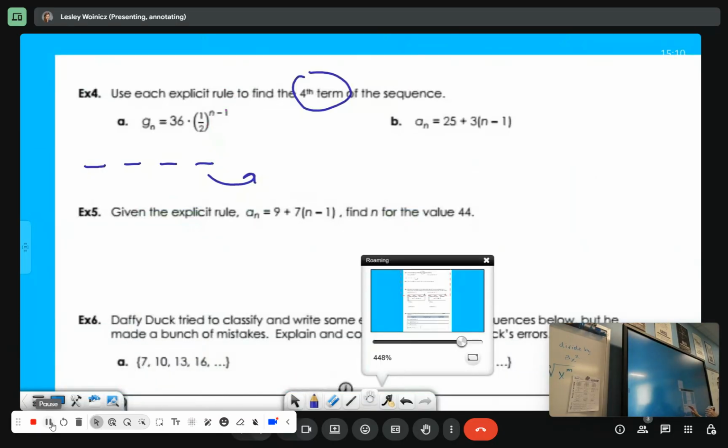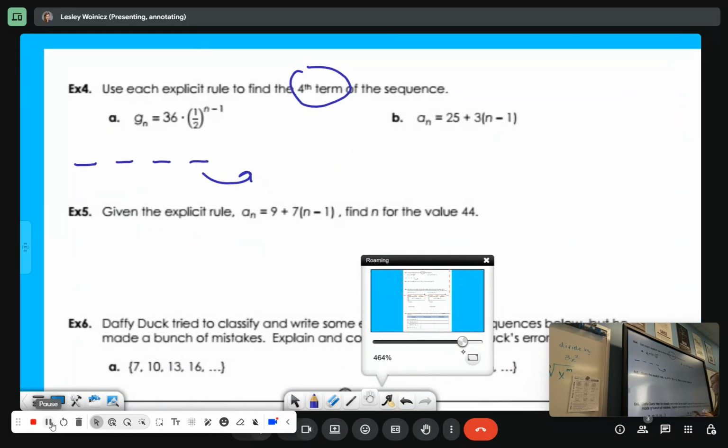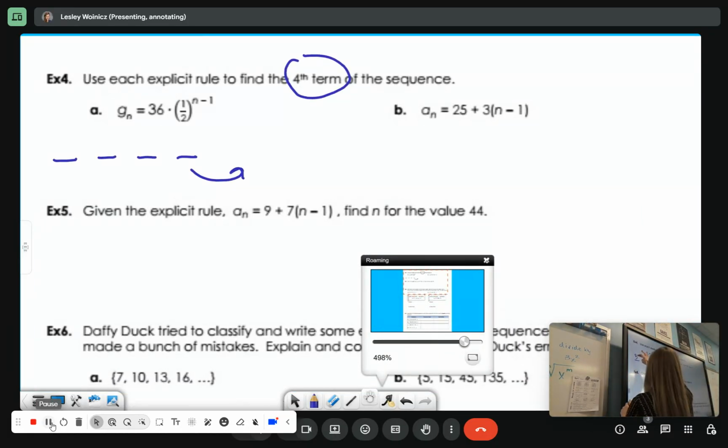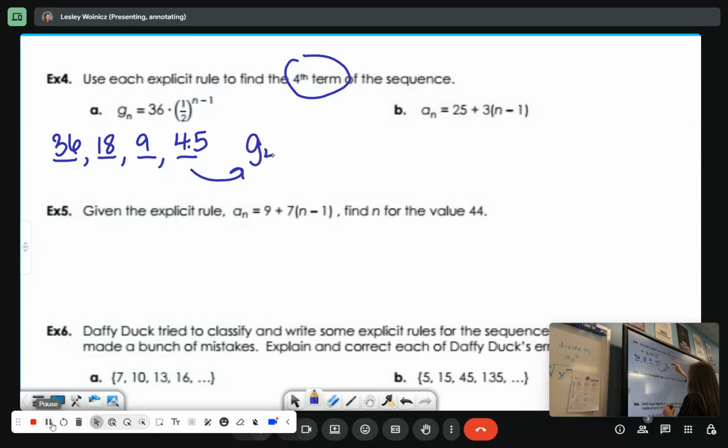All right, go ahead and see if you can find it. What do you start at? 36. Okay, 36. And then what's my next term? 18. 18, and then? 9. And then 4.5. Careful. Ooh, good, 4.5. You guys are the first crew that didn't say 3. So my G sub 4 is 4.5. That's my answer.